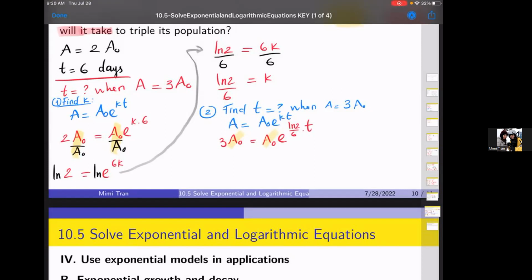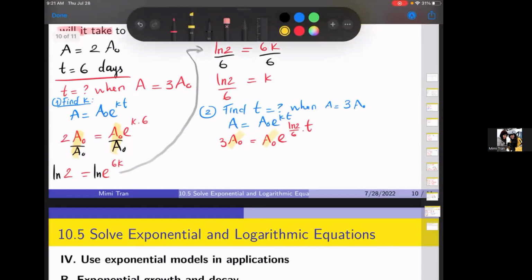Anyone? Anything? Okay, then. ln of 2 over 6 is just a number, so you can multiply both sides by 6 over ln of 2. All right, everybody gets stuck at the same thing. People from Zoom, do you guys get the answer?